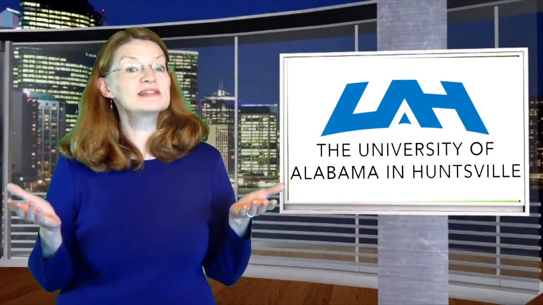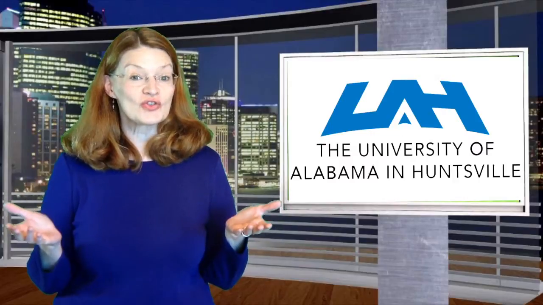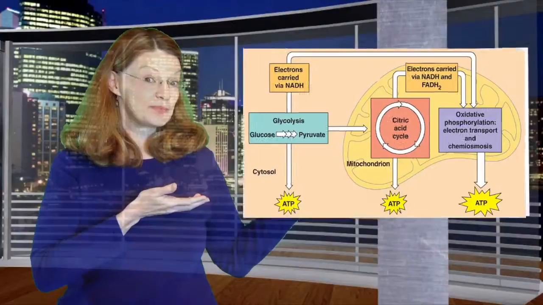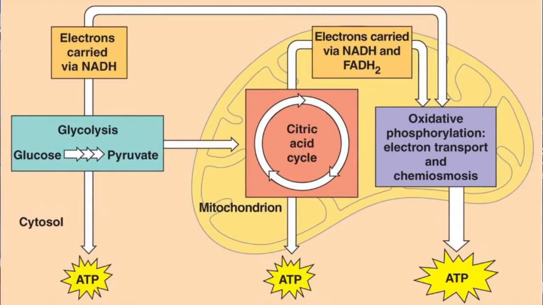Who can tell me where cellular respiration occurs? That's right, in the mitochondria. Cellular respiration occurs in the mitochondria, all except for that first stage you can see on the left called glycolysis. That part occurs in the cytoplasm. We're going to hear more about glycolysis in just a little bit.